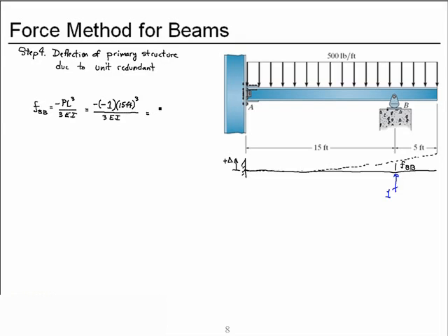And this equals a positive 1,125 feet cubed over EI. And so this comes up with a positive quantity, which we would expect. If a positive deflection is upward and we apply our unit redundant upward, we would expect the flexibility coefficient to be a positive quantity. Now we're ready for step 5. Let's find the redundant.